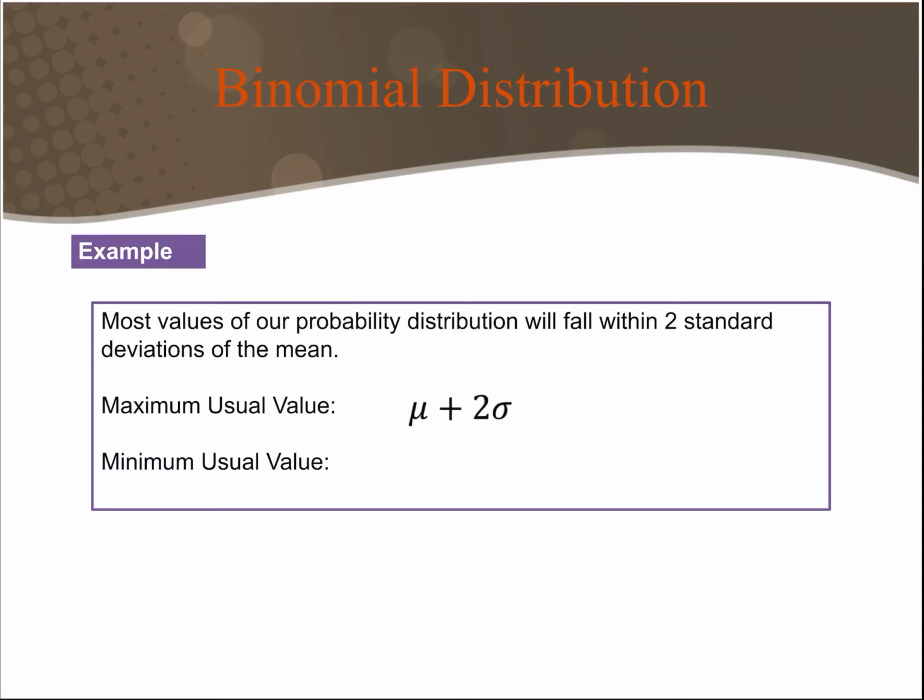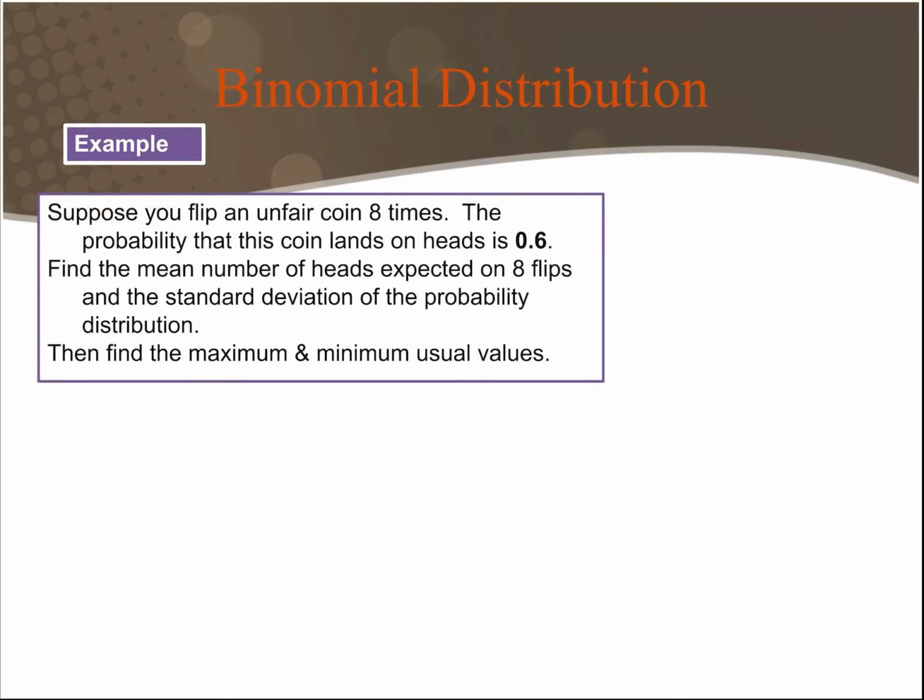Range rule of thumb. Again, don't forget, the maximum usual value is the mean plus 2 standard deviations, and the minimum usual value is the mean minus 2 standard deviations. In other words, most values of our probability distributions fall within 2 standard deviations of the mean.